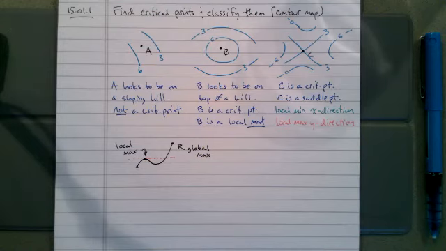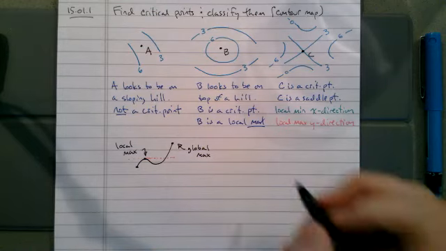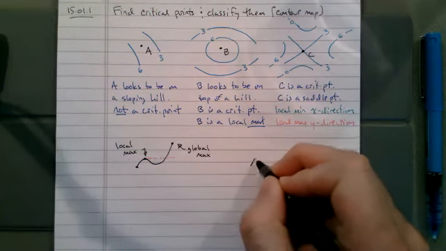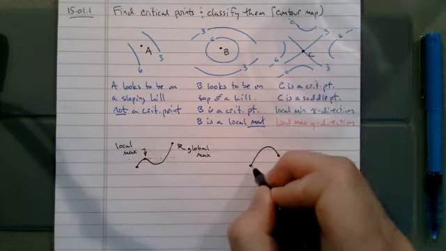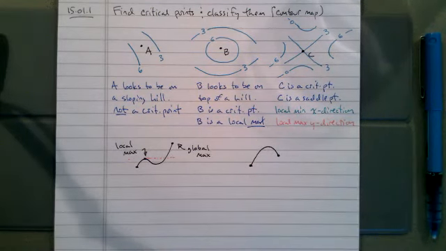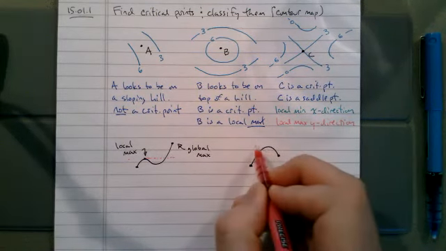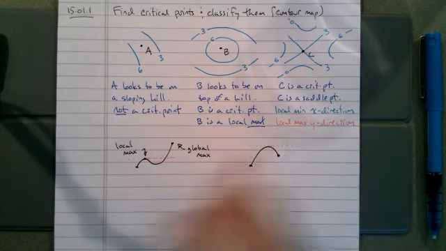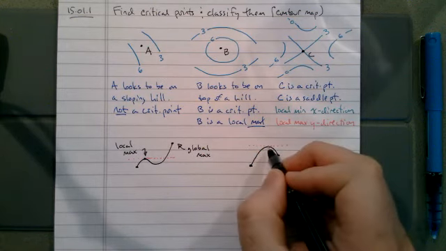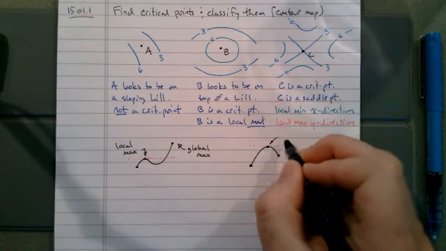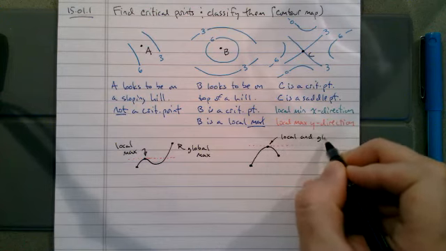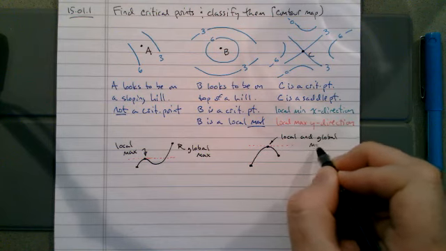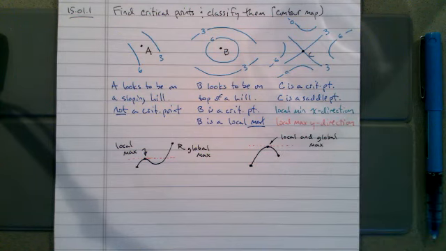It could be that the local maximum and the global maximum are the same. So if I look at just this region of a graph, here's the highest point. So in this case, this local maximum would be a local and a global maximum.